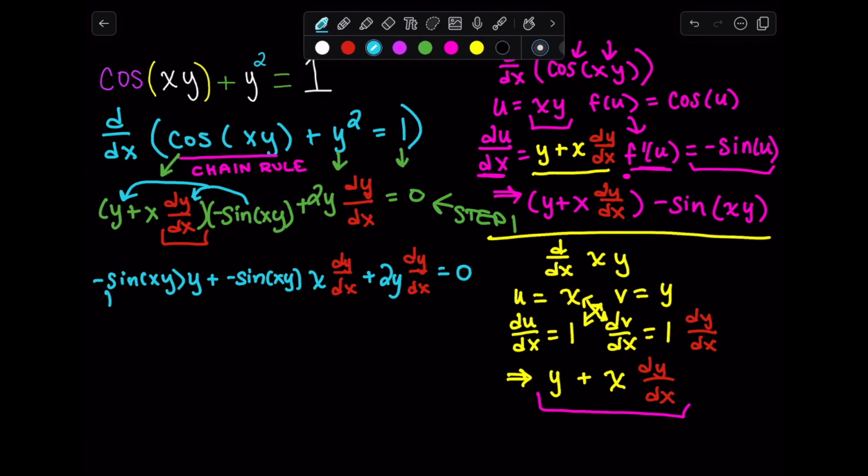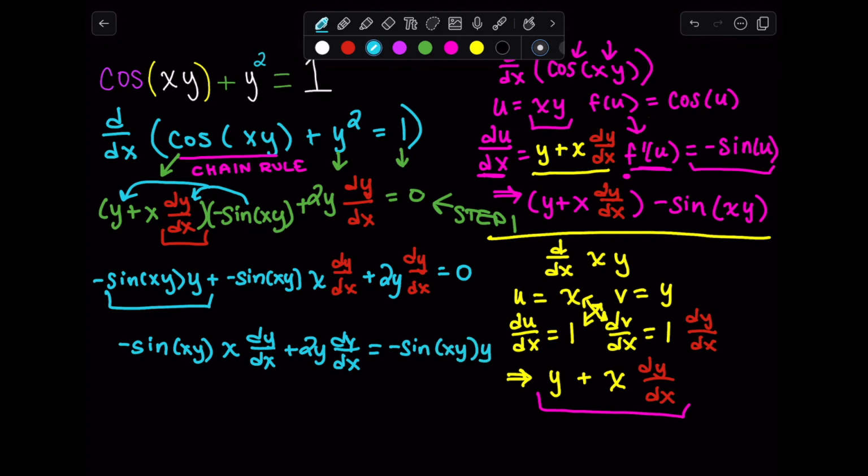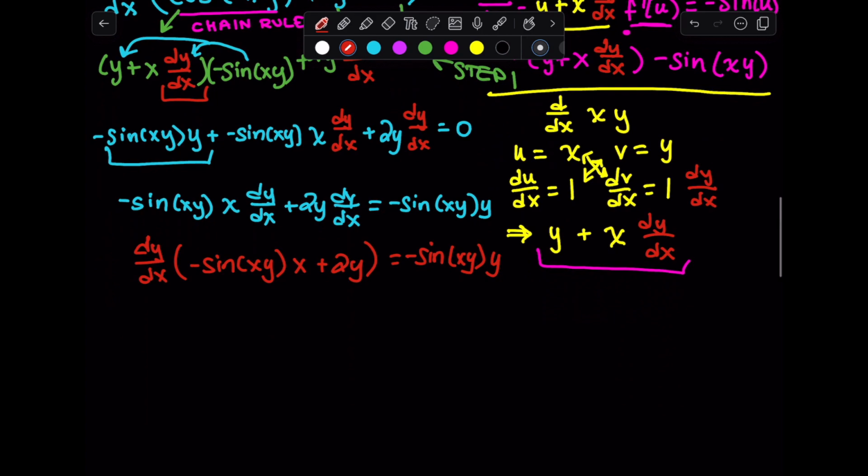So now we move over the only term that doesn't have the dy dx value in it so that we can isolate the dy dx and come up with our final answer of dy dx equals something. So we're going to have negative sine xy times x dy dx plus 2y dy dx equals negative sine xy times y. And then we can isolate out the dy dx. And inside the parentheses, we'll have negative sine xy times x plus 2y equals negative sine xy times y. I know it's a lot, so let's hope we kept track of all our work correctly.